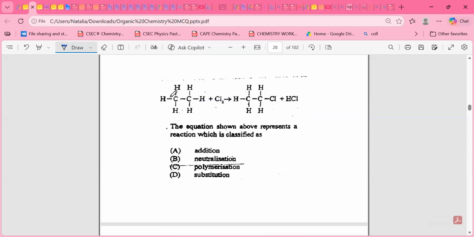In this reaction, we look at the homologous series. This is an alkane. The alkane reacts with chlorine. When it does that, one of the H atoms is replaced by a chlorine, so we call it a substitution reaction. The hydrogen that left formed a bond with the other chlorine to get HCl. So what do we call this reaction? The substitution.